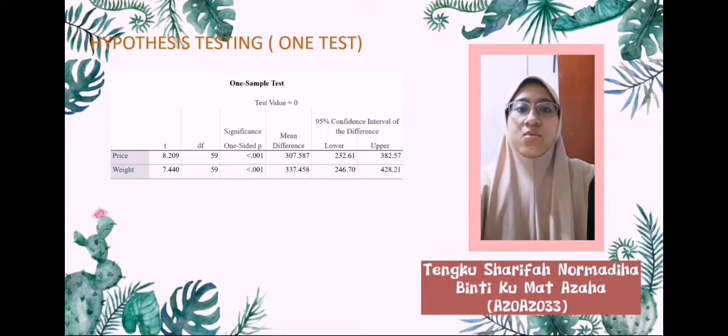The test for weight was 7.440. The mean difference was 337.458 and the lower difference confidence interval was 246.70 and the upper was 428.21.